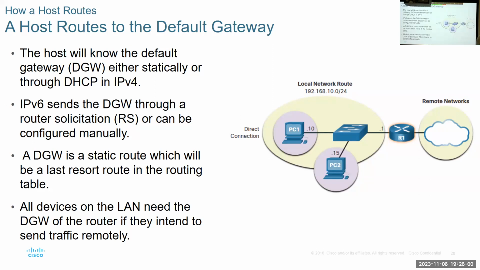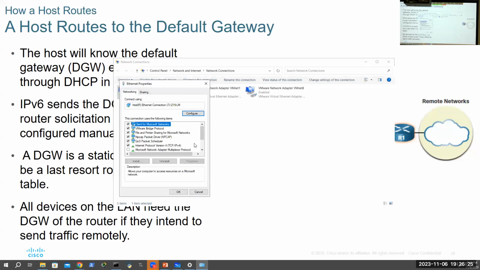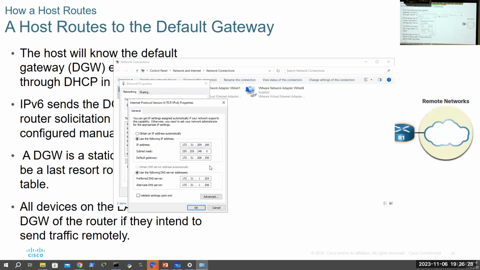Yeah, and again, whatever you plug into the default gateway in your IP settings, so when you're looking at the settings of your network interface, whatever this address is will show up in your routing table as the 0.0.0.0 route.